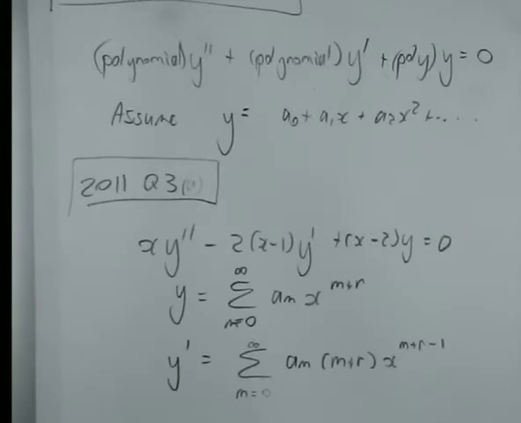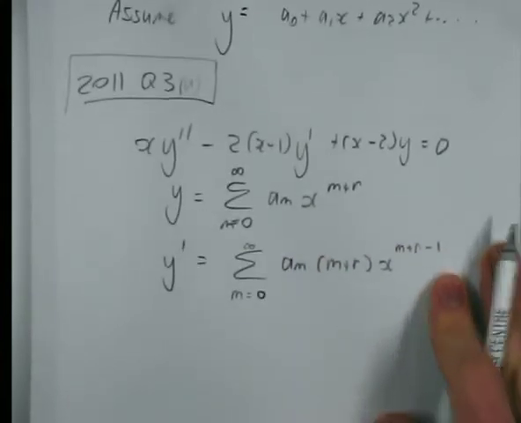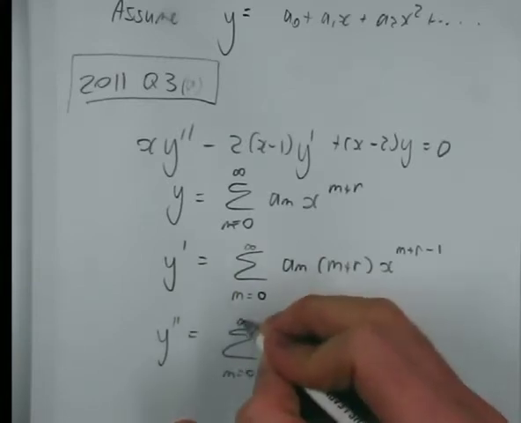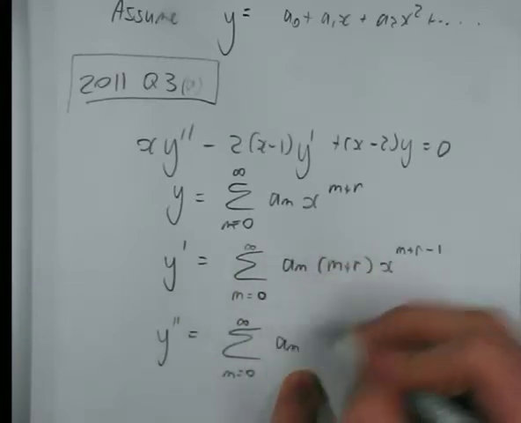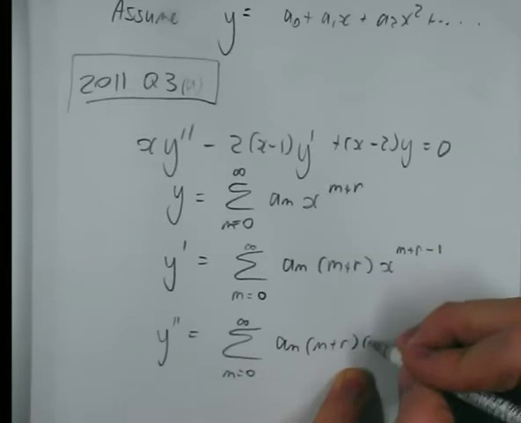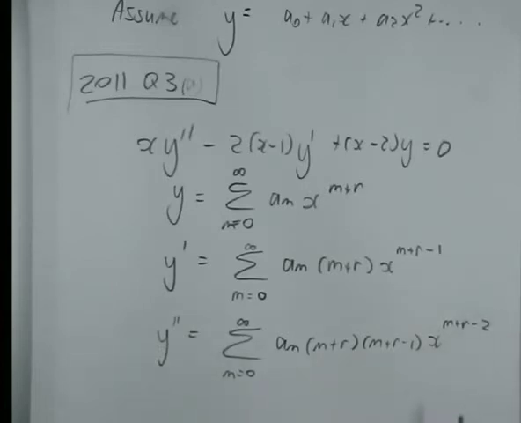If it didn't start with the plus r, I'd probably start it at 1. But because m plus r minus 1 might be a proper power, I'll just keep it at 0. Okay. And then the y double dashed. The a_m will stay there because it's multiplied on. The m plus r will stay there because it's multiplied on. And the m plus r minus 1 will come down, and then the power will go down by another 1. And so they're my derivatives.